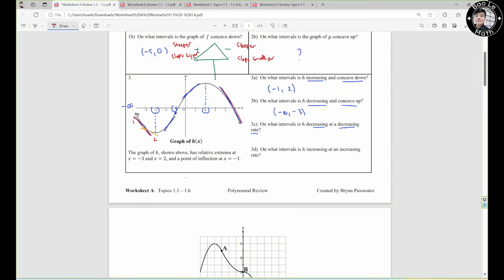So which means this guy is increasing, right? The rate is increasing, right? But we need a decreasing rate, so this is not the case.